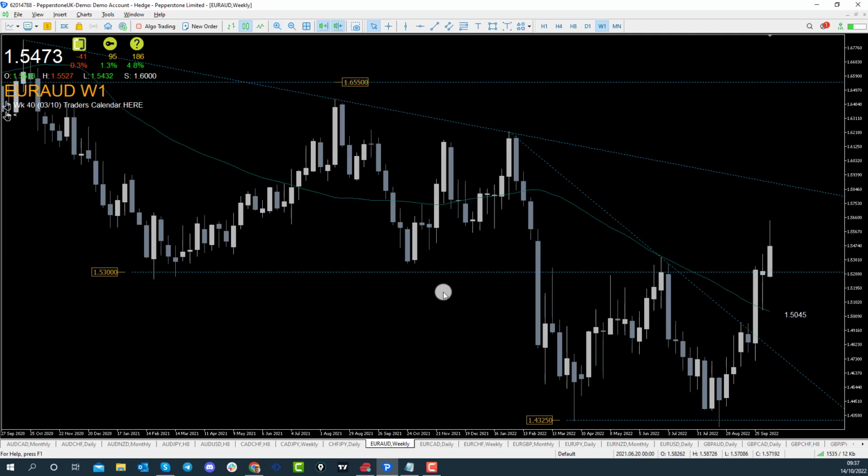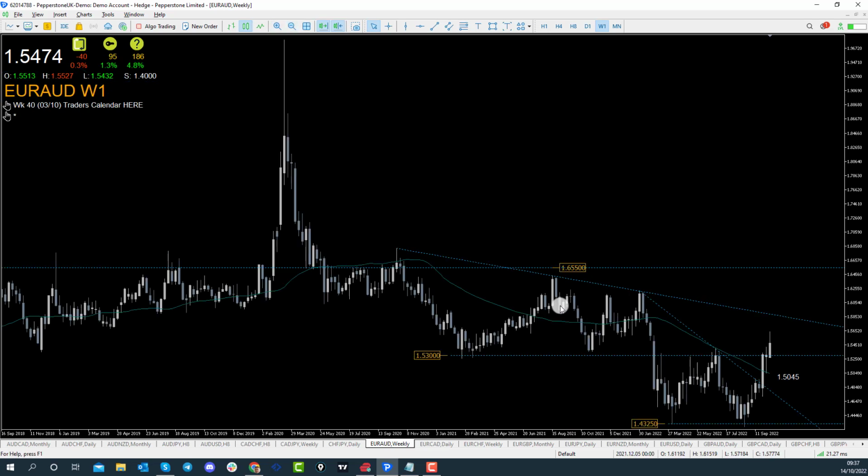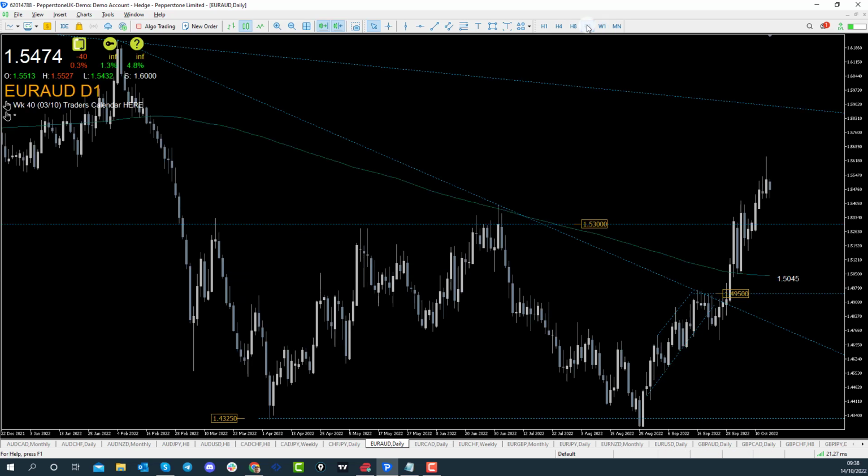Well, on this weekly chart, we can see that price is trading above the 1.53 handle and breaking above it, and it looks like we're going to get a close above if the price remains where it is this week. If it does, that could signal further upside. We've got this resistance trend line running through here. We've also got previous structure highs which price may come into.